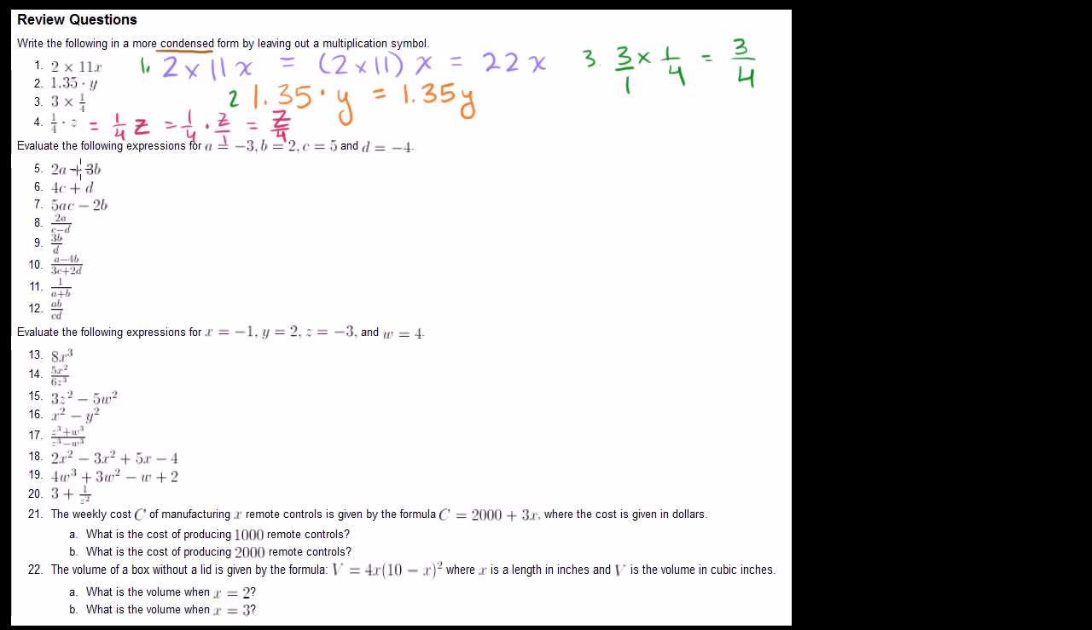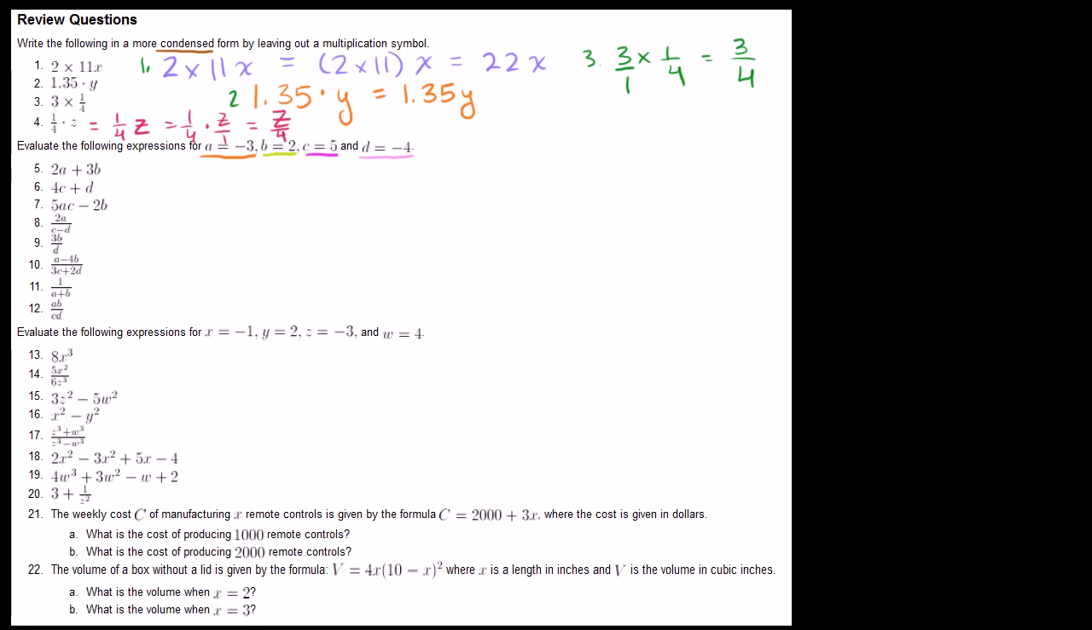Now, what do they want us to do down here? Evaluate the following expressions for a is equal to -3, b is equal to 2, c is equal to 5, and d is equal to -4. So we just substitute. Every time we see an a, we're going to put a -3 there. Every time we see a b, we'll put a 2 there. Every time we see a c, we'll put a 5 there. And every time we see a d, we'll put a -4 there.